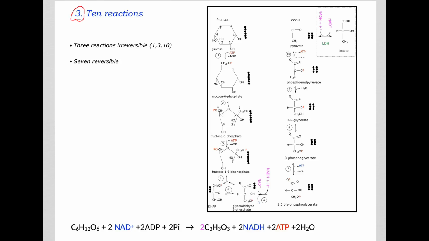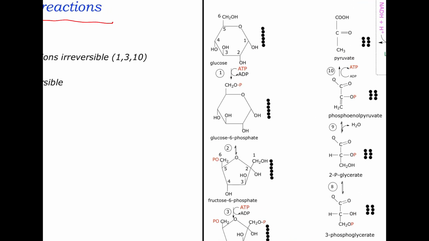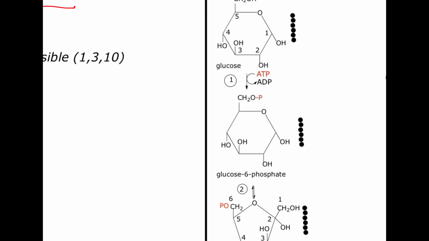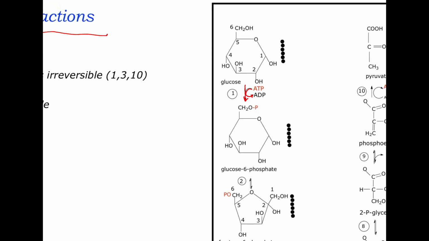Point number 3, glycolysis has 10 reactions. So let's look at a reaction, the way we see reactions drawn in metabolism. For example, here we have an arrow going in this direction, and then we have another arrow that's joining this arrow. So this basically means in this reaction, glucose is reacting with ATP.